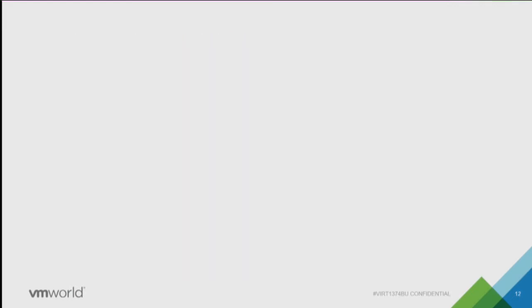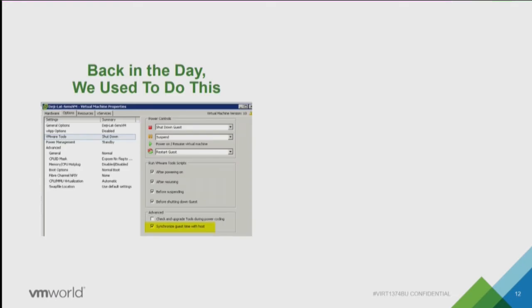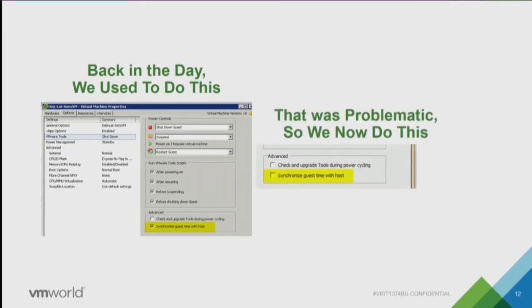So here's what we've done in the past. If you think back several years ago, we used to say, disable time synchronization in the guest. So disable Windows time on all your virtual machines and synchronize with the ESXi host. Make the ESXi host talk to an authoritative source, and then you don't use time sync in the guest. And then we said, they fell for it.